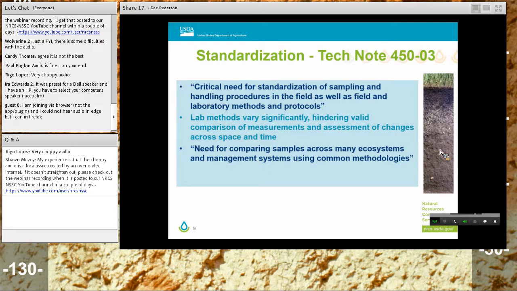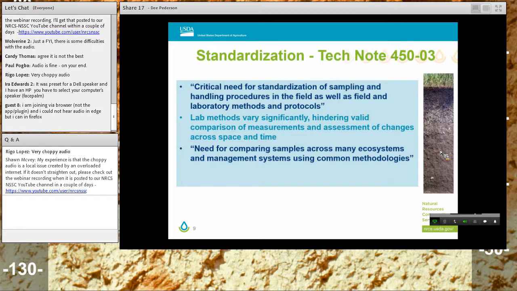Standard soil characterization methods are acknowledged in the tech note as allowing for large-scale data integration and comparison. So this is the strength of soil survey methodology. Lab methods vary significantly and can hinder valid comparison of measurements and assessment of changes across space and time. Currently, there's work underway by SPSD under the umbrella of Science for Soil Health, or DSPs for Soil Health. Some of you may be involved in those, to compare lab methods.